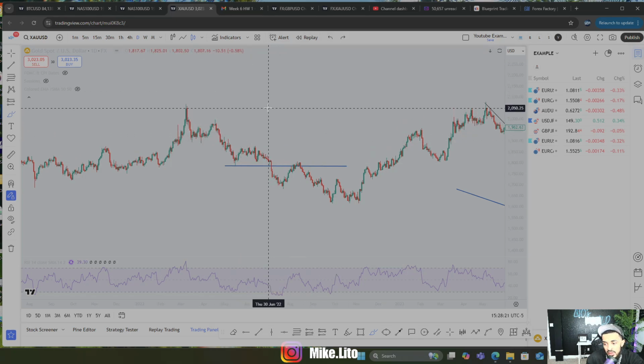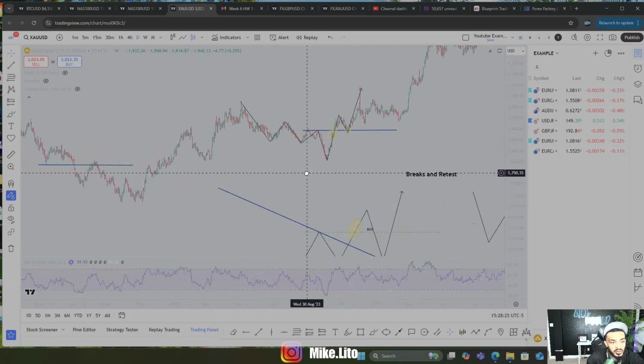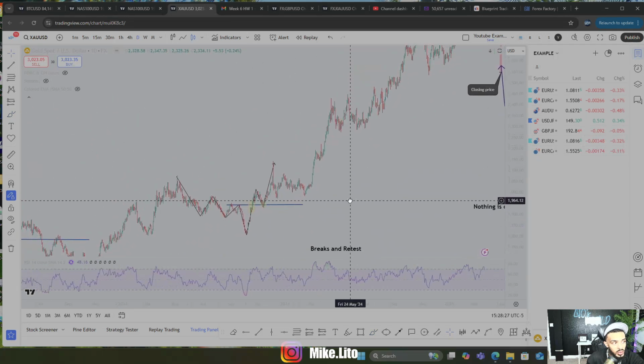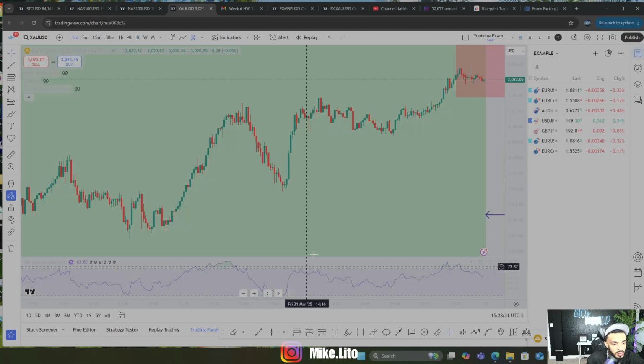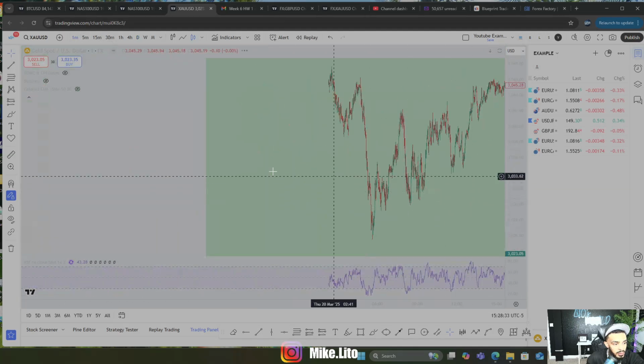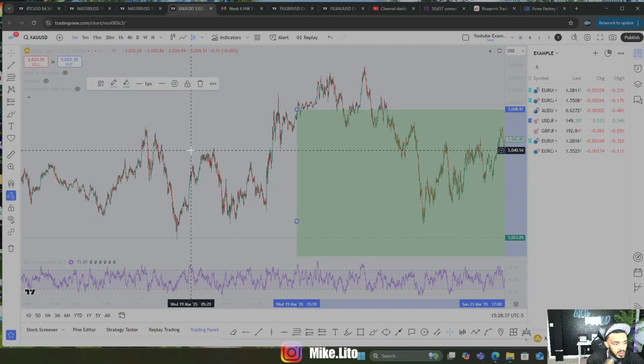Without a break and a retest, no entry. So no retest, no entry, right? And you can literally find these all throughout the charts. Like I'm on a daily time frame, but if I go down to the 1 minute, it does not matter which time frame I'm on. Literally, it's all the same thing, right?